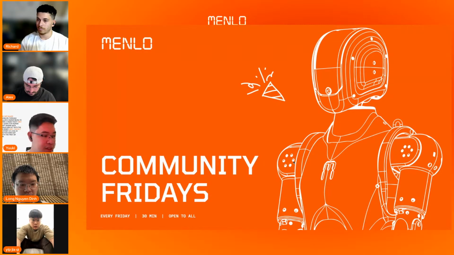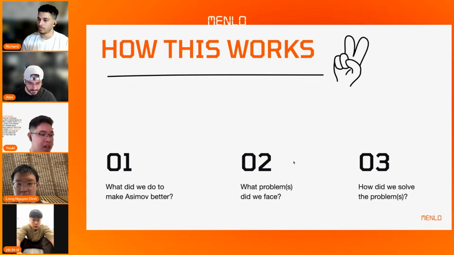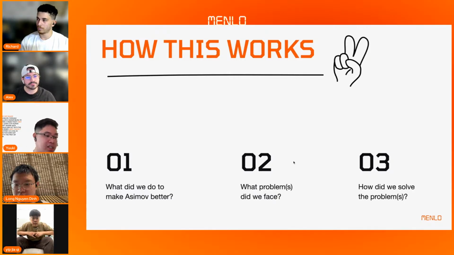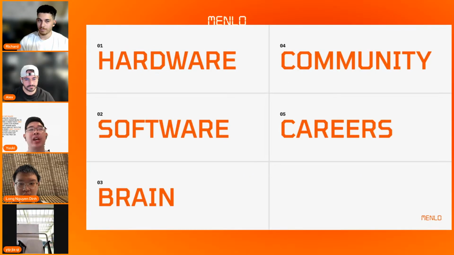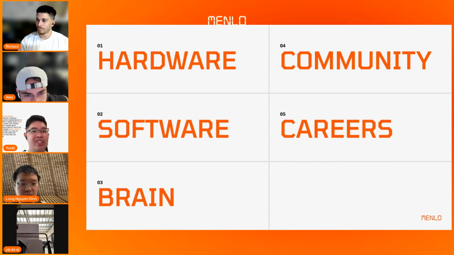First, if this is your first time in one of our Community Fridays, just a quick refresher on how it works. We'll talk about what we did to make Asimov better, what problems we faced, and how we solved them. For this particular episode, we also feature Richard Franklin from our community, who has been working really hard on the training of locomotion for Asimov, and all of his other projects that have been incorporated into Asimov also.